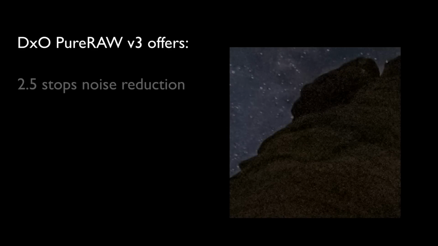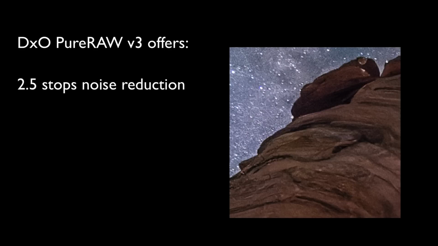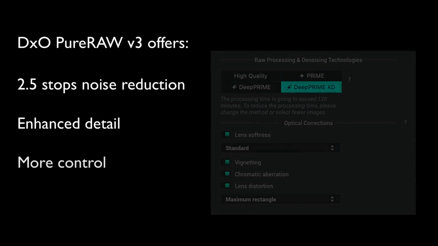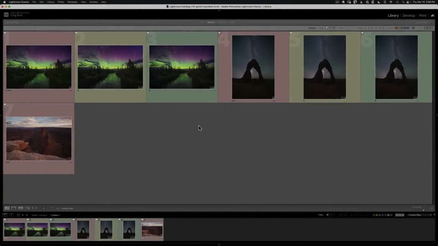DXO just released a major update to their incredible RAW enhancement tool, PureRAW version 3. They claim it offers up to 2.5 stops of additional noise reduction using its new Deep Prime XD method, enhanced detail and color, greater control to optimize your results, and more. In this video, we'll take a look at how well those claims hold up and how you can make the most of PureRAW 3 to remove significant noise or make better prints.